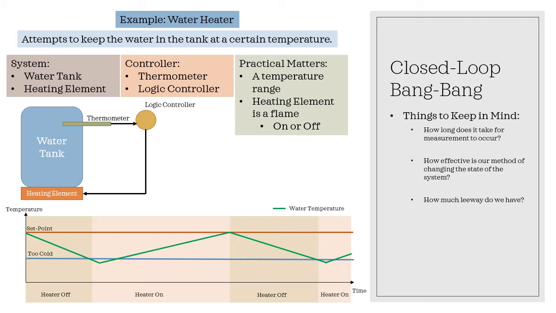And the third question is, how much leeway do we have? For a home water heater, a difference of 10 degrees is barely noticeable. But for, say, a hospital application or maybe an aquarium with some kind of rare fish, we might need to keep the water within a couple of degrees for safety reasons. And these are important questions for all control systems, but especially for bang bang systems, because we can't change our state beyond on or off.